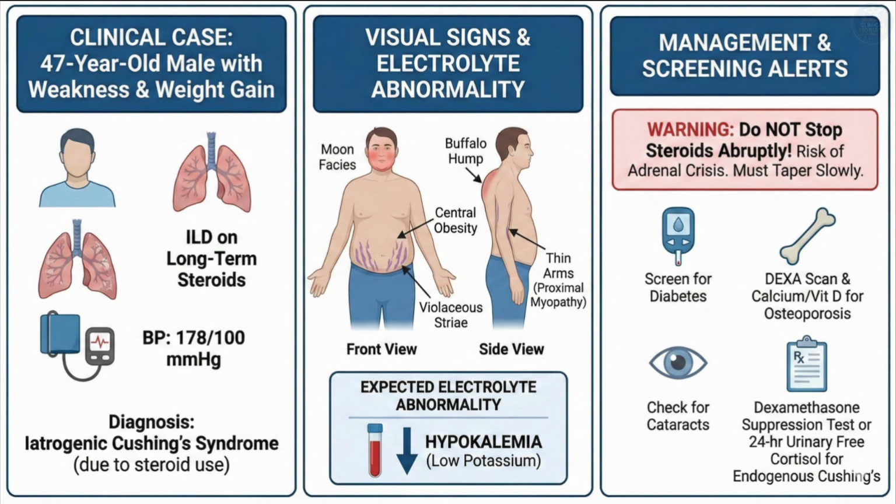The examiner may ask you, the patient has severe side effects. Should we stop the drug immediately? Answer is absolutely not. Stopping long-term steroids abruptly will cause an adrenal crisis, because the patient's own adrenal glands have gone to sleep. That means suppressed HPA axis. You must taper the dose very slowly over months.